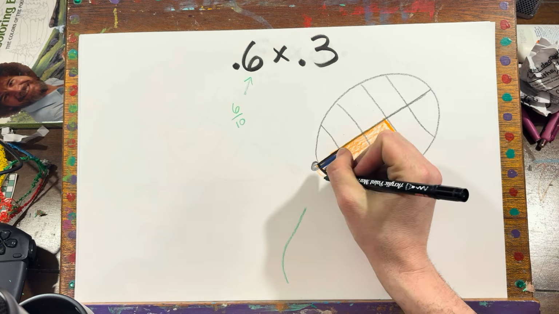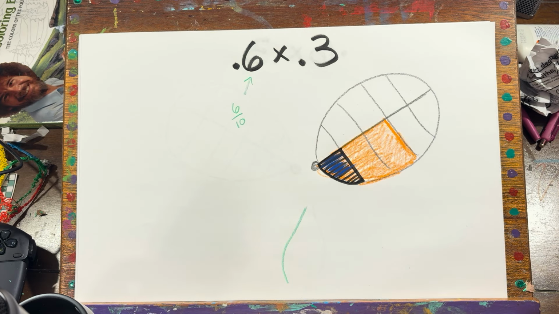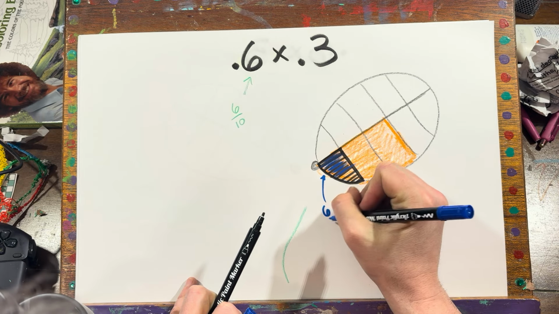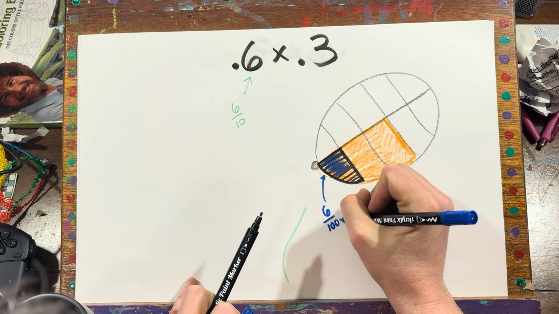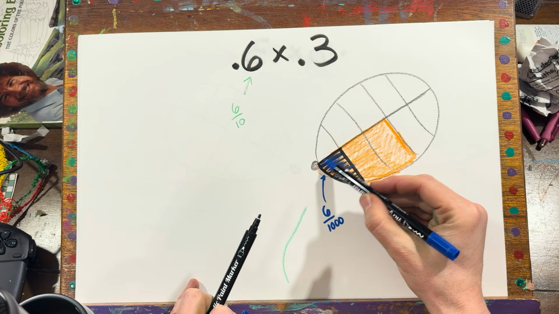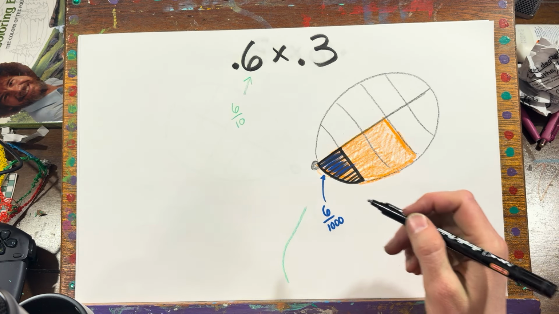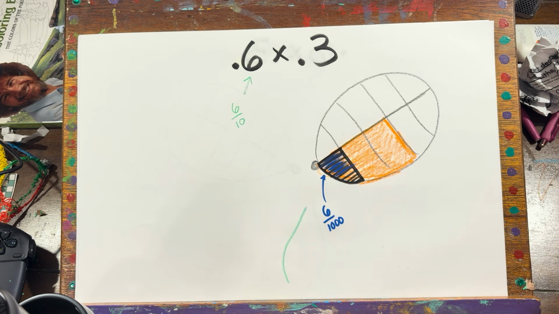Whoa. So that is 6/1000ths, I think. Yeah, because this piece in black is 1/10 of a petal, and I cut that into 10 pieces to shade in 6 of them, so I'm left with 6/1000ths. Okay, so if I do that 3 times, oh my goodness, let's do that here.